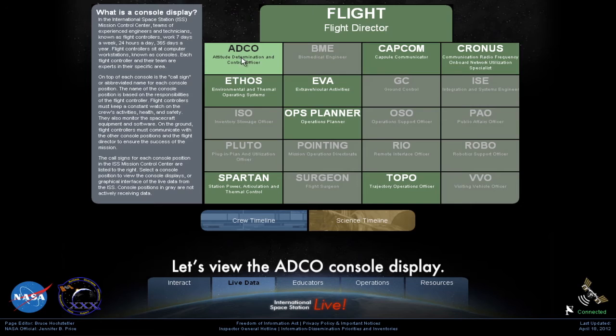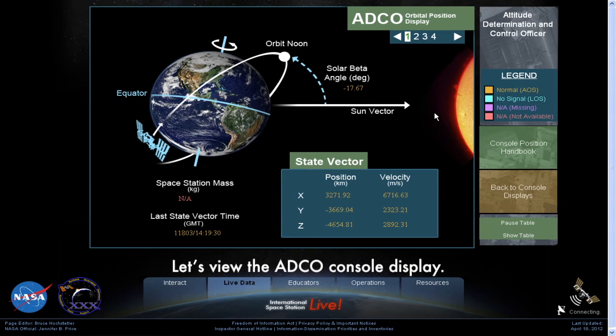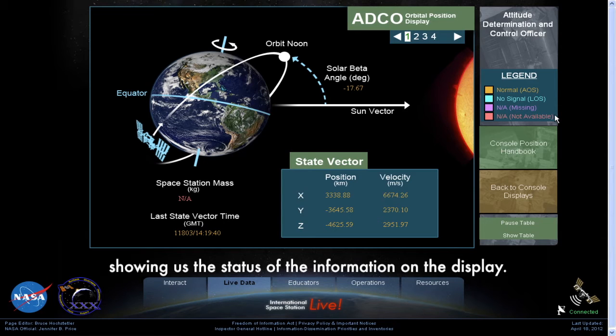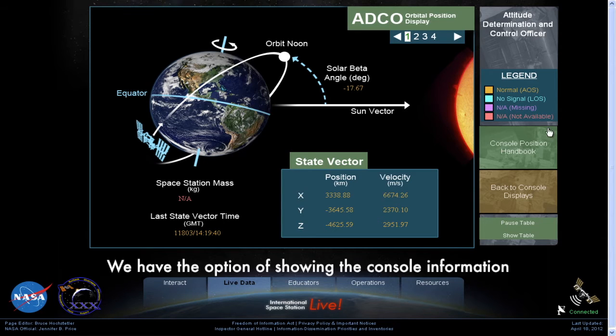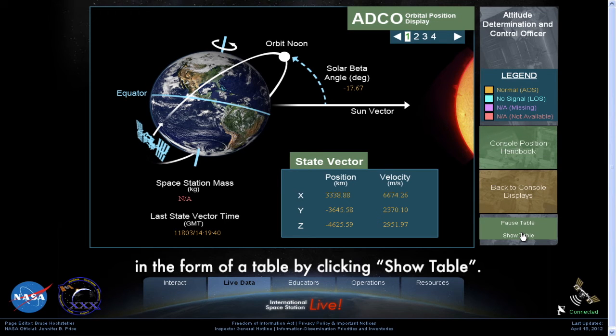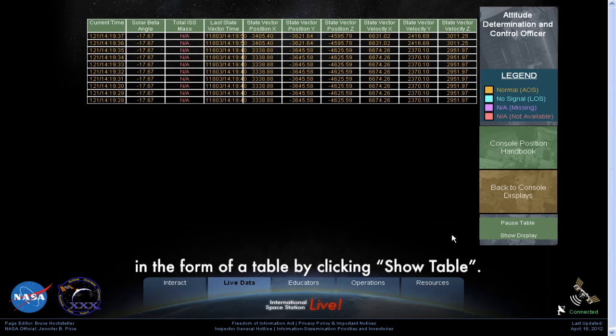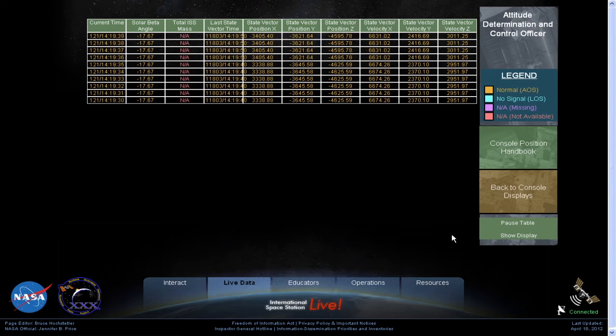Let's view the ADCO console display. To the right of the display, there is a legend showing us the status of information on the display. We have the option of showing the console information in the form of a table by clicking Show Table.